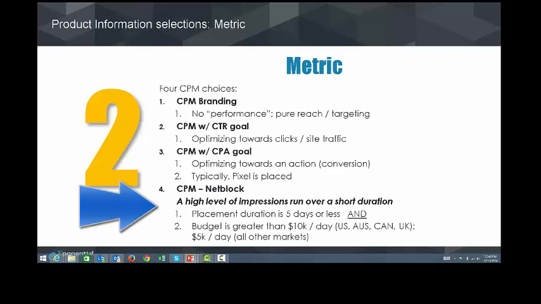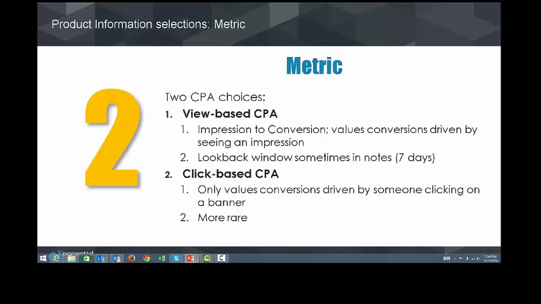For example, promoting a new movie release or an upcoming holiday weekend sale. The criteria for net block is that the duration is 5 days or less, and the spend is $10K per day or more in the US, Australia, Canada, and the UK, or $5K per day or more in the other markets. There are also 2 CPA choices.